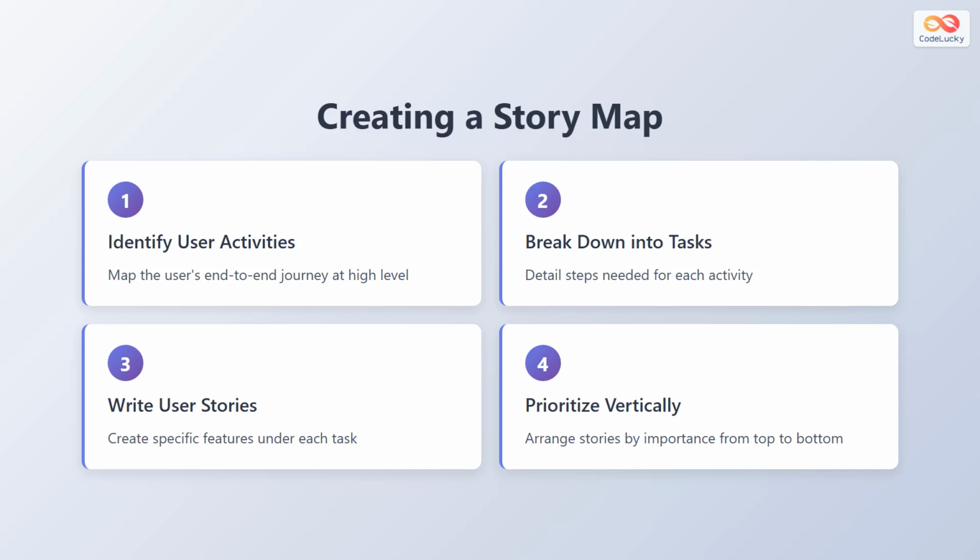Creating a story map involves four key steps. First, identify user activities by mapping the user's end-to-end journey at a high level. Second, break down each activity into specific tasks that users must perform. Third, write user stories that describe individual features needed for each task. Fourth, prioritize these stories vertically, arranging them from most important at the top to least important at the bottom. This vertical ordering determines which features go into which release.